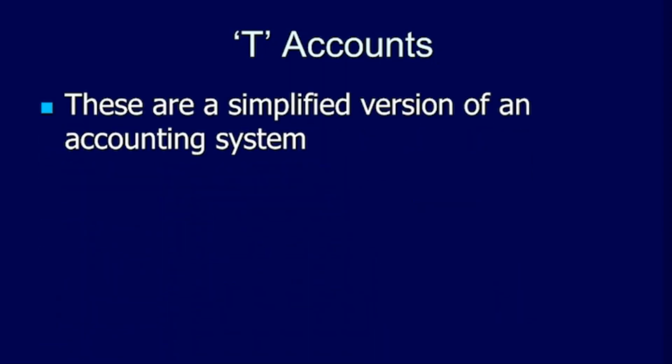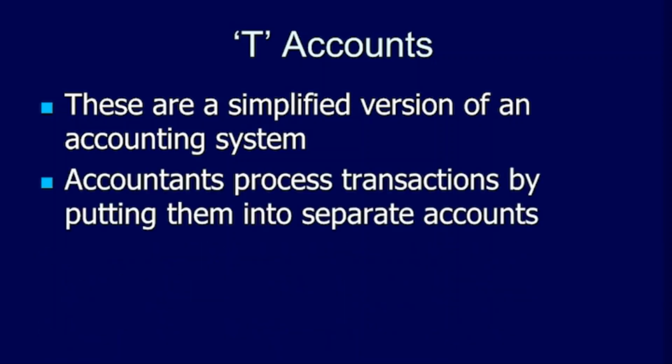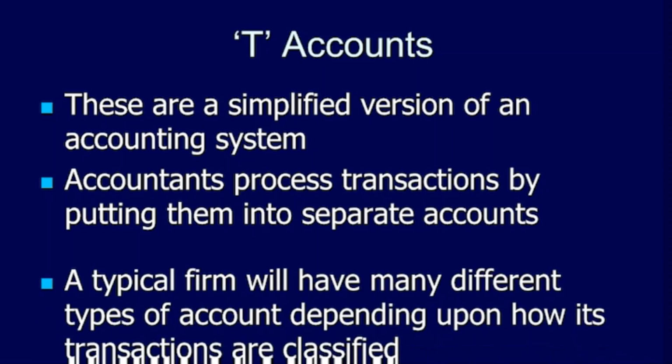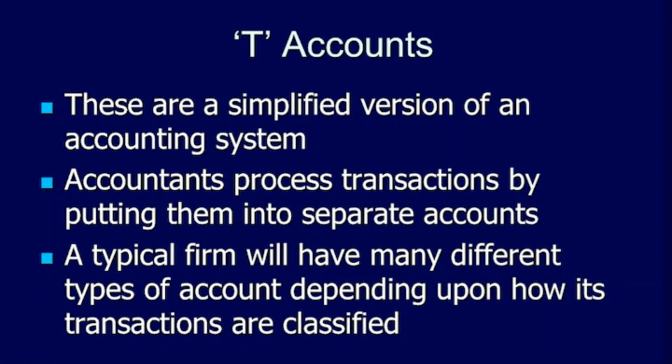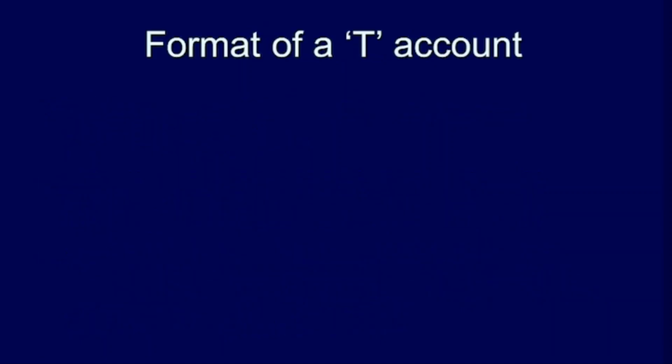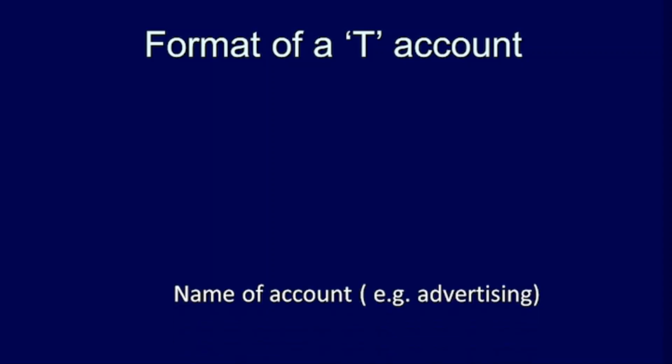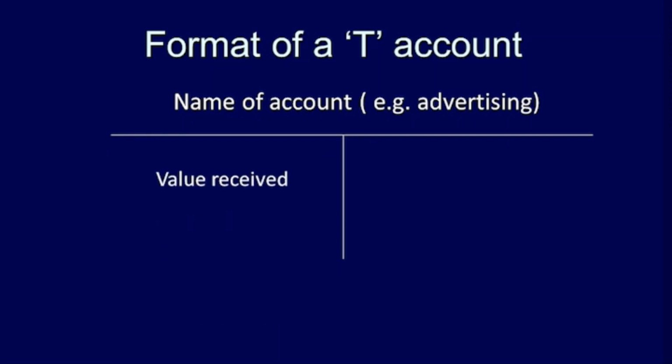A T account is a textbook representation of an account used to record transactions. These are a simplified version of an accounting system. Accountants process transactions by putting them into separate accounts. There are basically 5 types of accounts into which all business transactions can be classified: assets, liabilities, equity, income, and expenses. Each account can be represented visually by splitting the account into left and right sides. This is known as a T account. It is called a T account because it looks like the letter T.